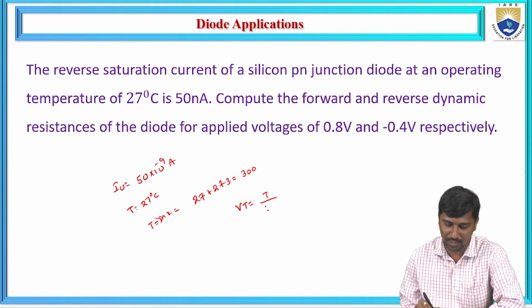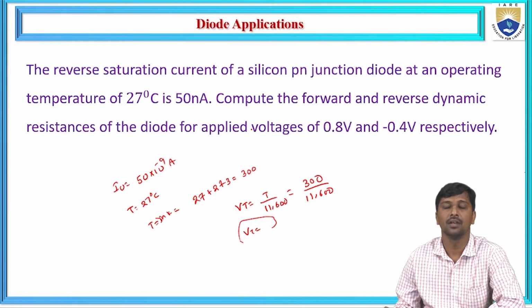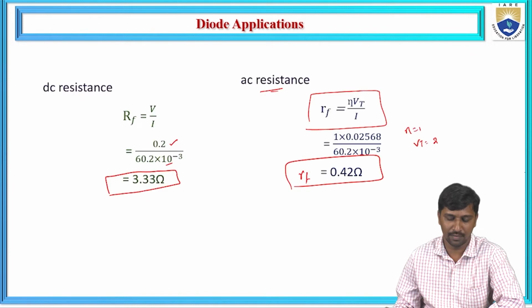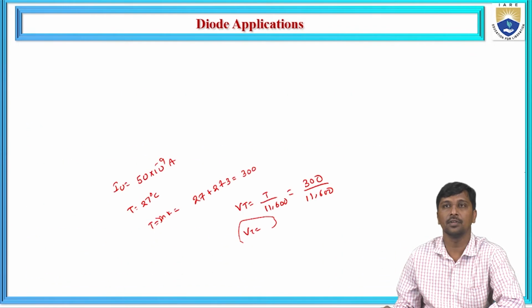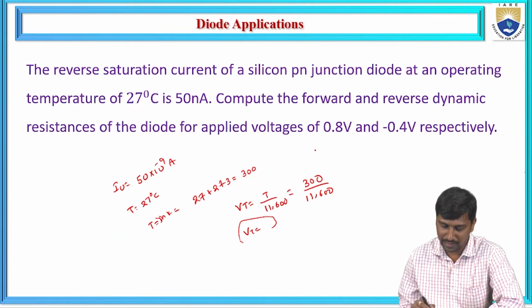Vt is equal to T by 11,600. Just substitute the T value, 300 by 11,600, then we will observe the Vt value here. Then we need to calculate the forward and reverse dynamic resistances. So we know what the dynamic resistances are, and from that we need to calculate them.